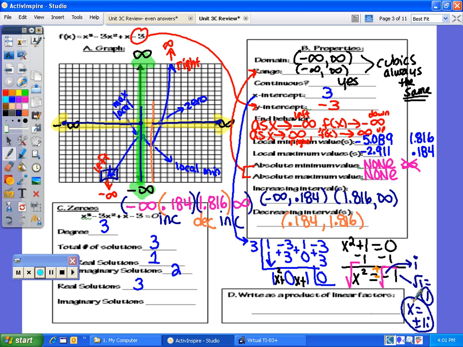Now, of course, that can be written here as plus or minus i, or you can write it as i and negative i. Now, when it says write as a product of linear factors, you always start with y equals. We'll go to our real solution. The opposite of 3 is negative 3 with an x. The opposite of i is negative i with an x. And the opposite of negative i is positive i with an x. There are my factors.